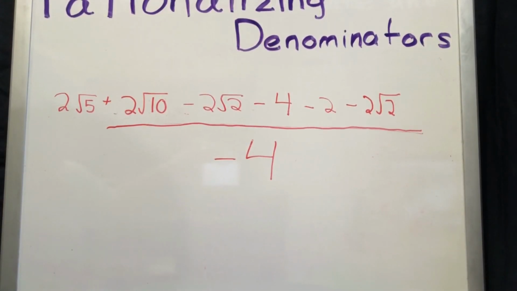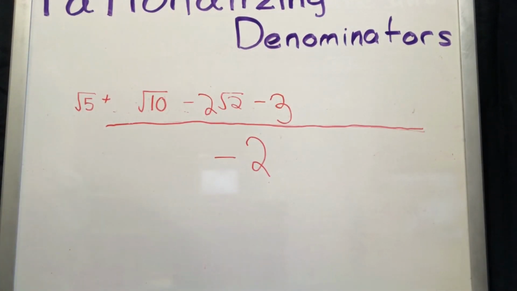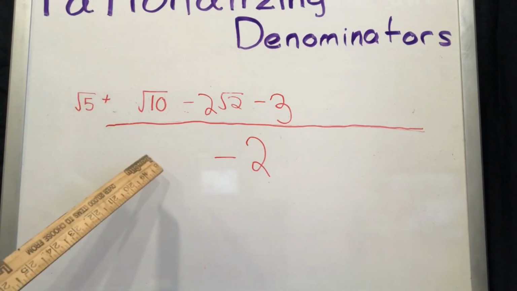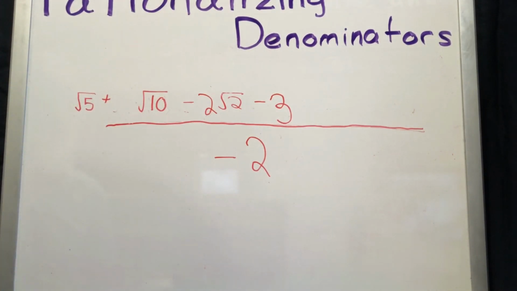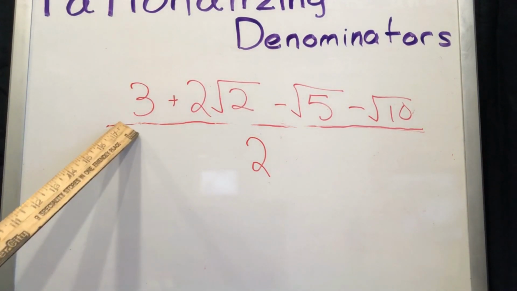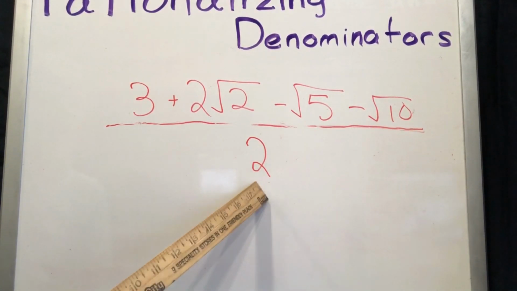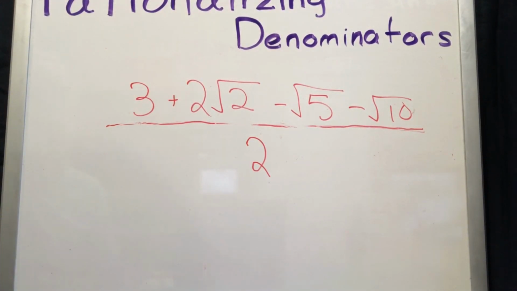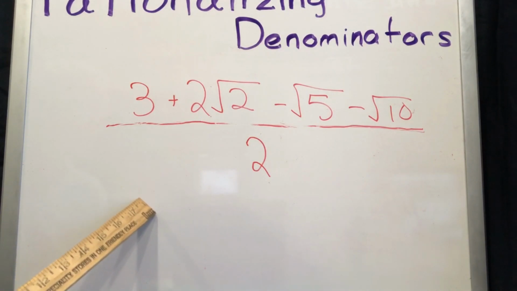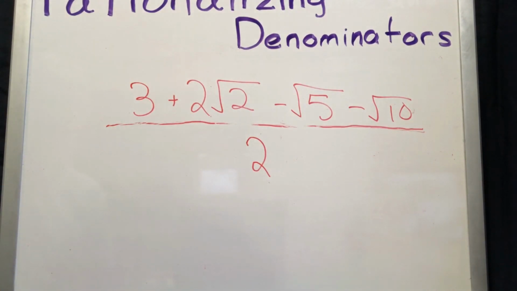Multiplying out the numerator, we get the following. We can simplify further by combining like terms. We realize that there is a factor of 2 present in both the numerator and the denominator. So we cancel out this factor of 2 and simplify. We get this as our final answer: 3 plus 2 rad 2 minus rad 5 minus rad 10 all over 2. If you want, you can plug this expression into a calculator as well as plugging the original expression into a calculator, and you will see that both expressions have the same decimal expansion.